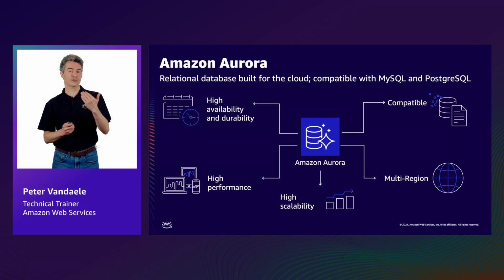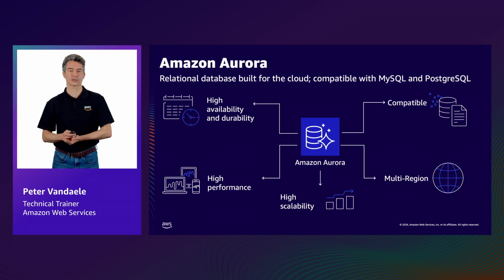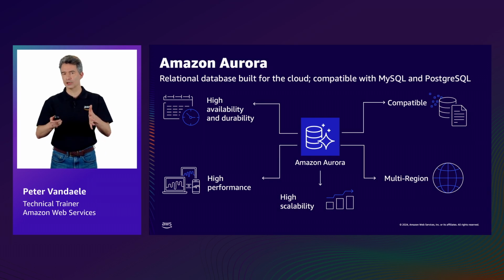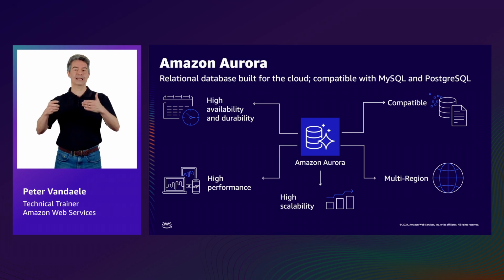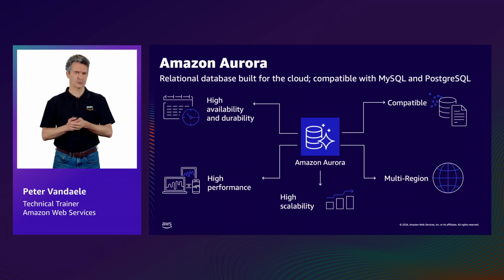There is even a serverless feature in Aurora called Amazon Aurora Serverless. It can automatically start up, shut down, and scale capacity up or down based on your application needs. This is a great option to save costs on unpredictable or very spiky workloads.